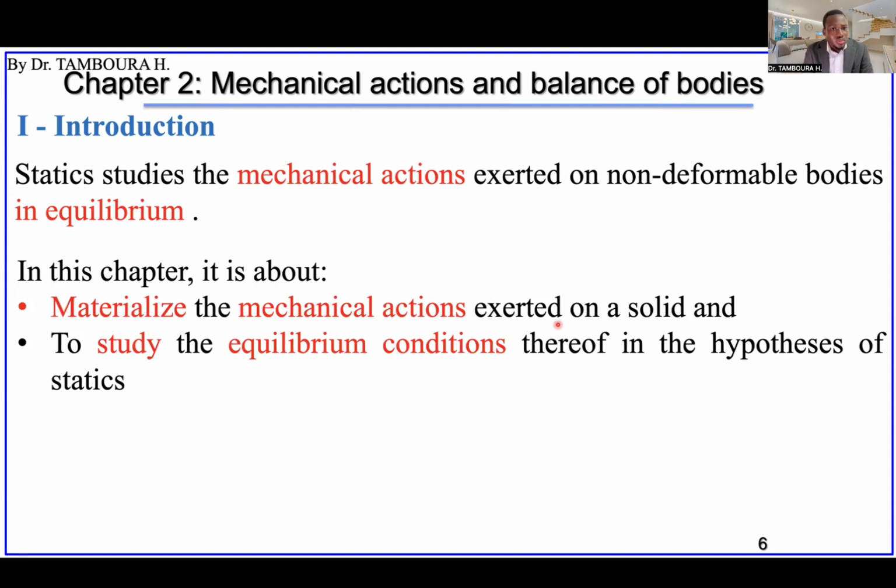So you need to know first what mechanical actions are, define them, and know how to represent them in any statics problem. And secondly, we'll try to study the equilibrium condition of the non-deformable bodies in statics. So this video will cover this first point, this first objective. You will know at the end of this video what the different types of mechanical actions are and how to represent them. Okay.